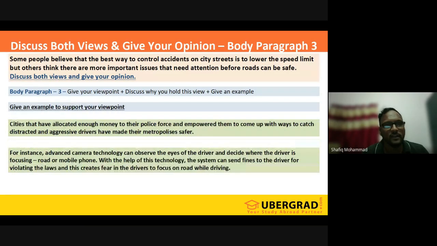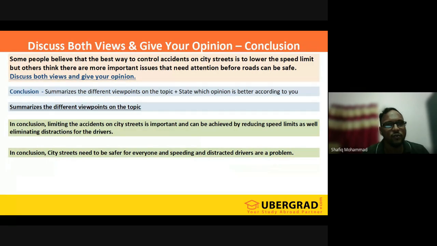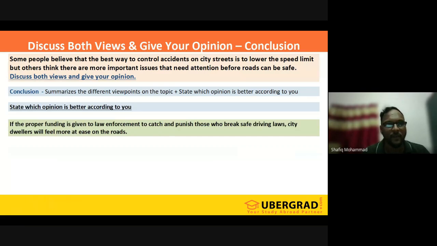So we'll see the conclusion. What conclusion is given to these two types, I mean both the view essays? "In conclusion, limiting the accidents on city streets is important and can be achieved by reducing speed limits as well as eliminating distractions." So he's supporting both the views, isn't it? Yes, the same thing is again said. Then a small opinion in the conclusion.